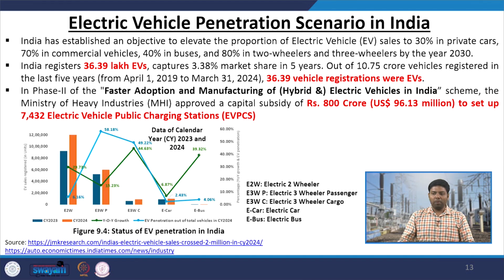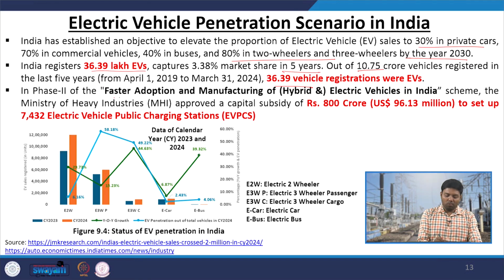So, how much electric vehicle penetration do we have in our country? In our country, we are aiming to convert 30% of private cars, 70% of commercial vehicles, 40% of buses, and 80% of two wheelers and three wheelers to electric vehicles by 2030. That is our goal in India. In the last 5 years we have registered almost 36.39 lakh EVs out of 10.75 crore vehicles registered in our country. So, you can see how huge a number of vehicles we are registering each and every year. So, at least we are increasing the share of electric vehicles.